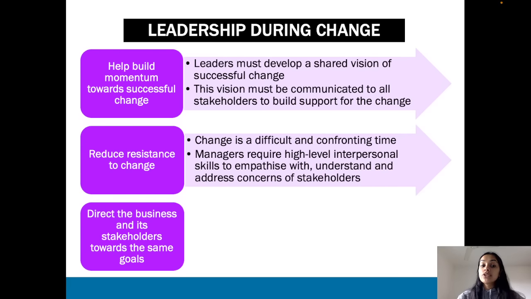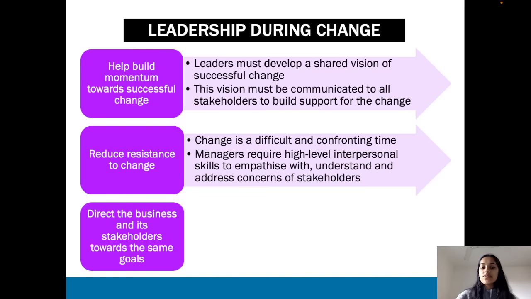Also really important is to reduce the resistance to change. So change is, like we established before, a very difficult and confronting time for a lot of people, especially employees. And so for managers, it's really important that they have a high level of interpersonal skills to empathize with, understand, and address the concerns of stakeholders. So if they're able to use those interpersonal skills, they're able to understand the concerns of their stakeholders and really work with them to support them.